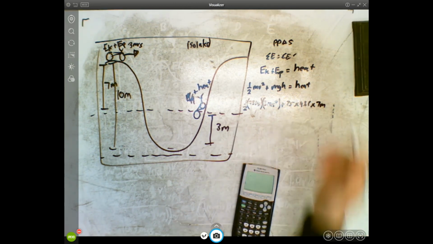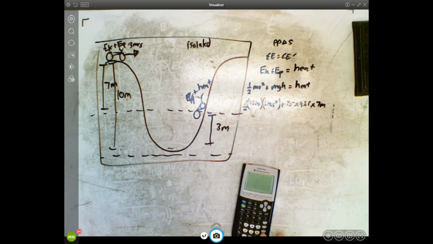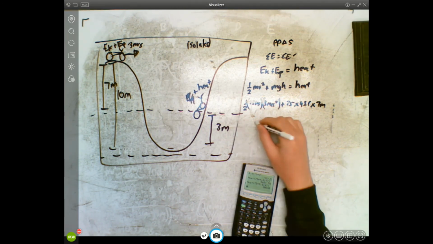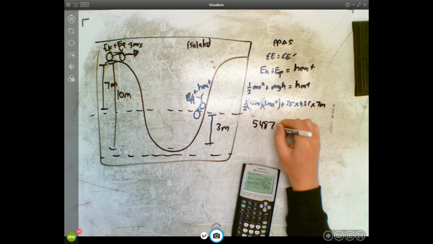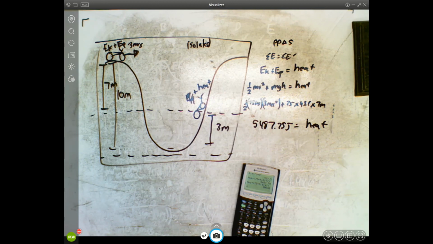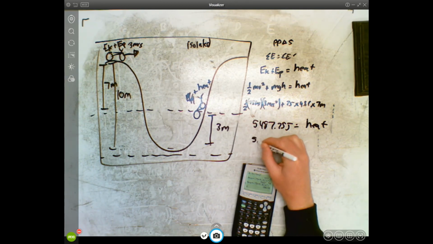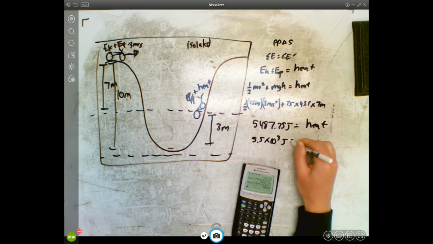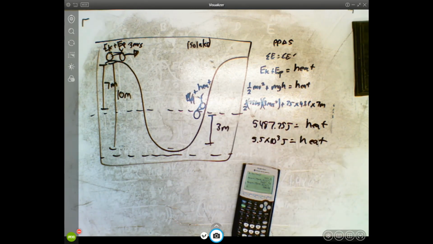So you just treat heat like any other energy. It's pretty straightforward. So 0.5 times 75 times 3 squared plus 75 times 9.81 times 7. And we end up getting this much joules, and that's how much was lost as heat. So for sig digs, we'll say it's 2 sig digs, so 5.5 times 10 to the 3 joules is our heat.